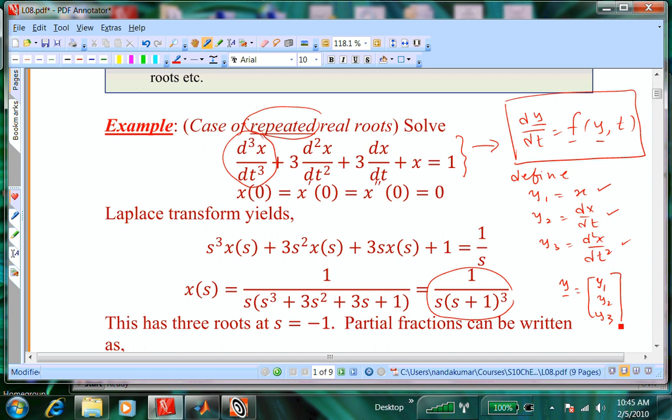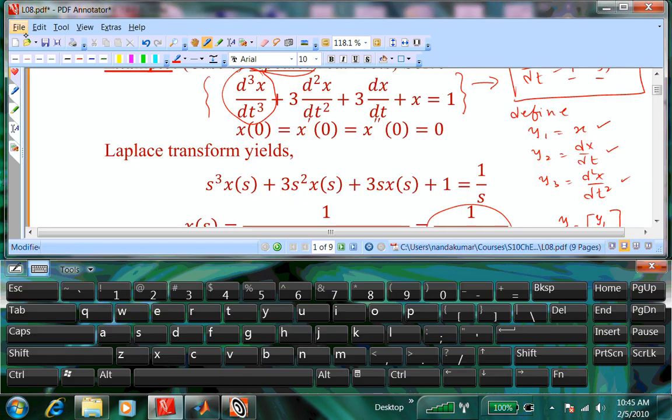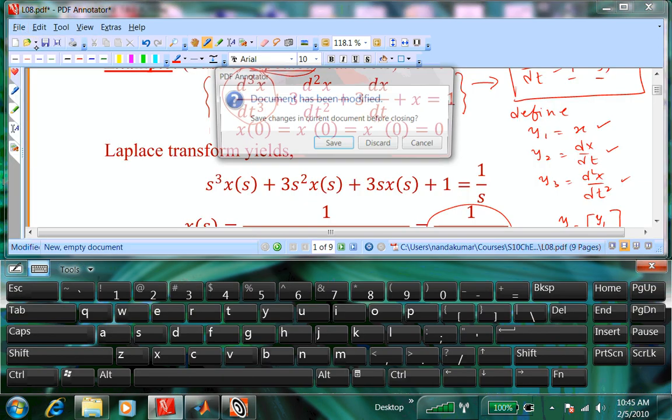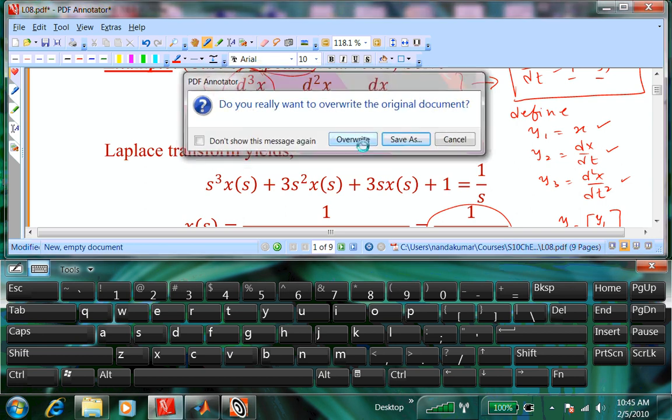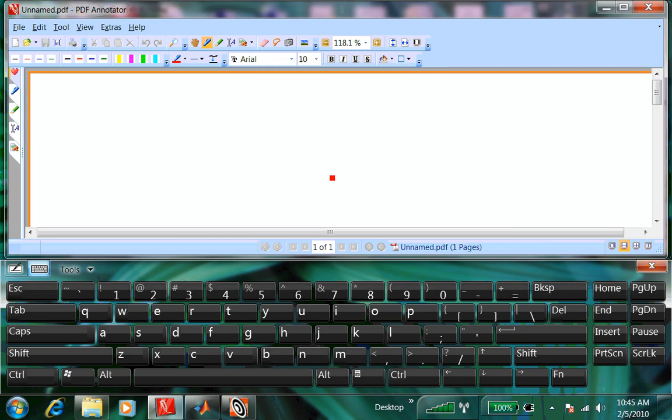Okay? So when I write dy/dt, I'm actually saying that it is dy1/dt, dy2/dt, dy3/dt. So there are going to be 3 equations. Instead of a single equation, I'm going to have 3 equations. I'm running out of space, so maybe I'll open up a new document. Okay.